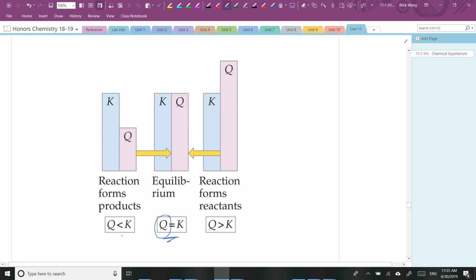However, on the left side, if Q is less than K, notice how the K value stays the same from before. That means my Q is too little, so we're going to have to react and form some products. On the other hand, if it's too high, it's going to form reactants and shift towards the left.